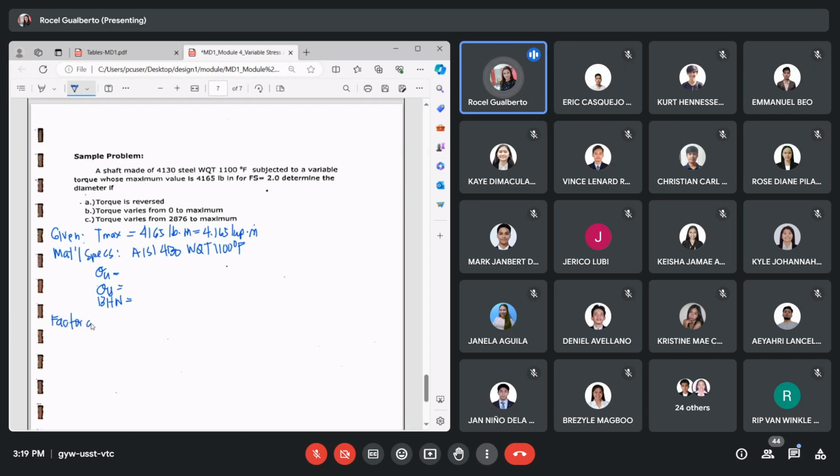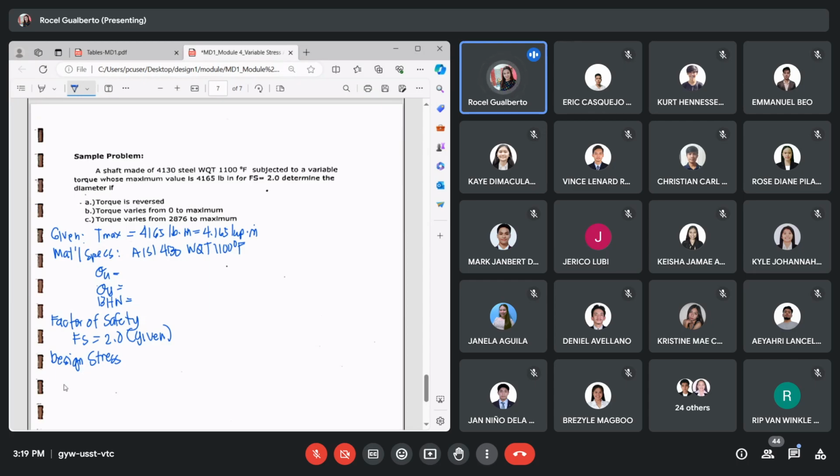For the factor of safety, we have Fs equal to 2.0, and this is given. And then for the design stress, here we will not use sigma d, sigma u over Fs, or sigma y over Fs.